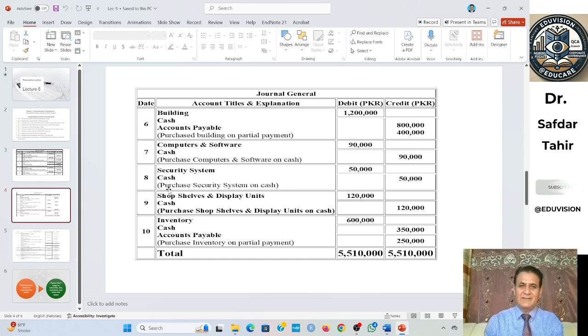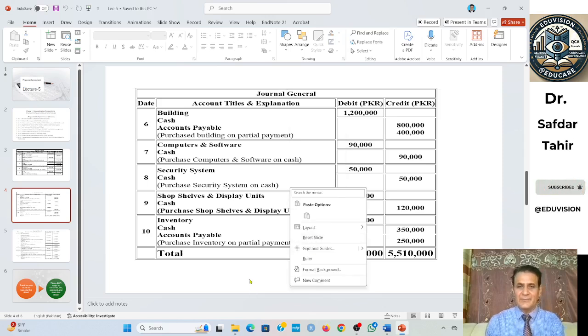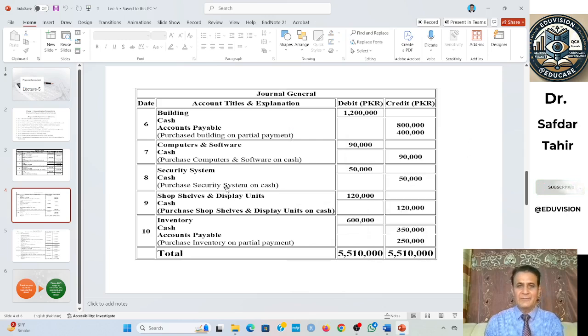Similarly, in the seventh transaction, we purchase a computer of 90,000 rupees on cash. So the computer increased 90,000, which is debited, and the cash decreased 90,000, which is credited. In the eighth transaction, we purchase a security system of 50,000 rupees. The security system increased 50,000 rupees, which is debited, and the cash decreased 50,000, which is credited.